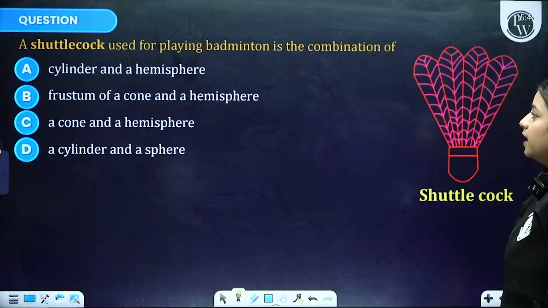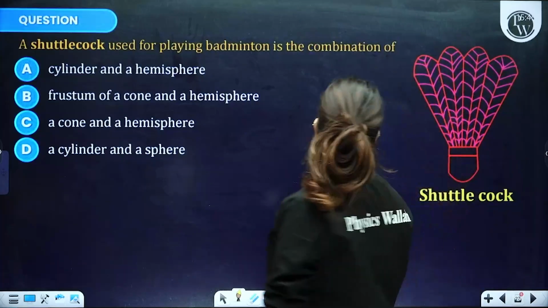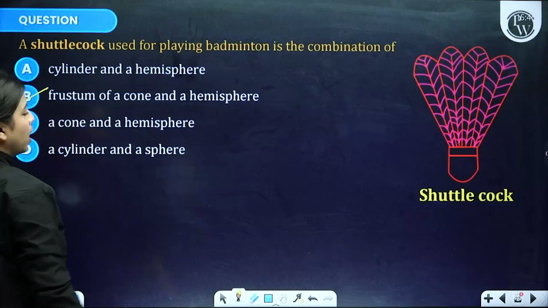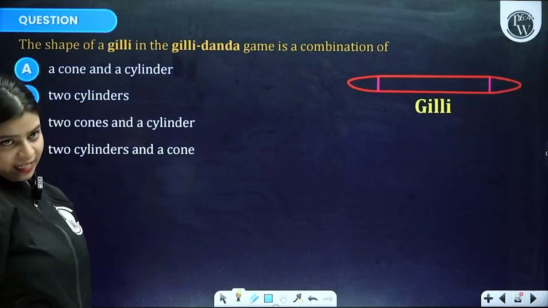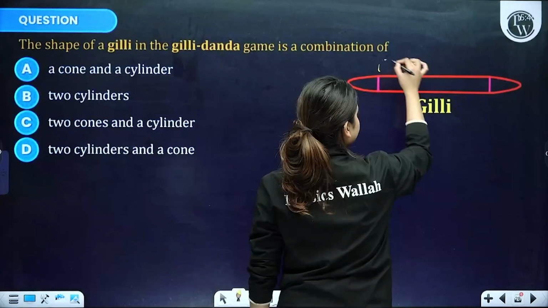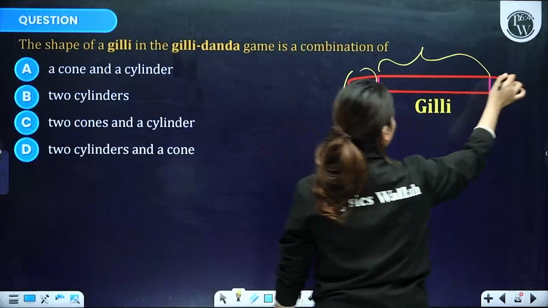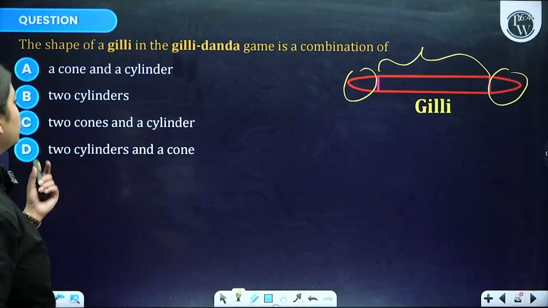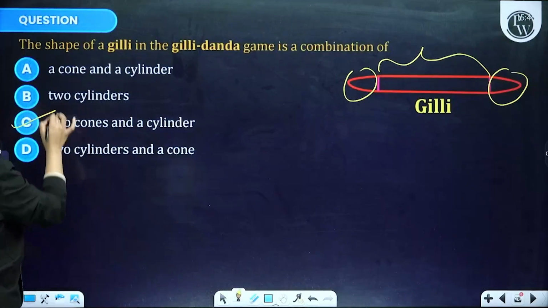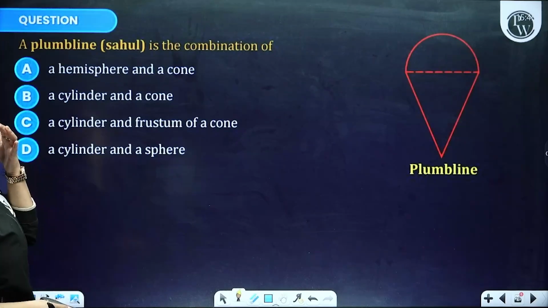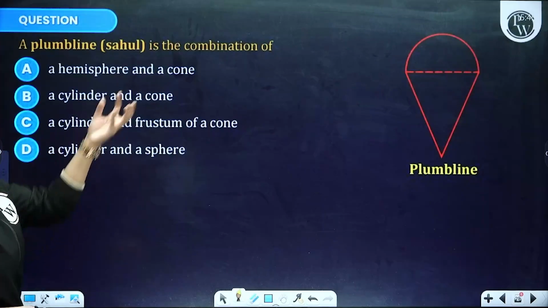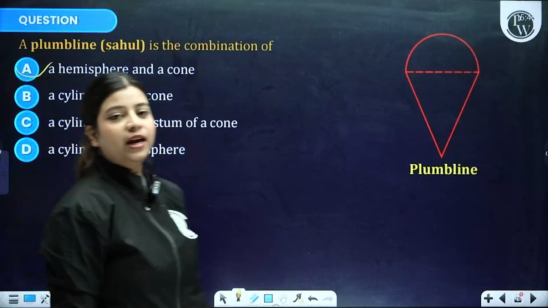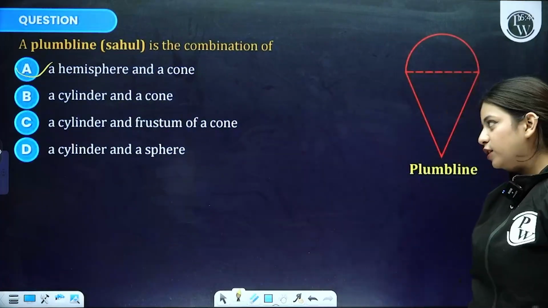The next is saying a shuttlecock. When we talk about a shuttlecock, people, a shuttlecock basically is a frustum and a hemisphere. So option number B. Next is a gilli. We can see that this center part is a cylinder, this is a cone, this is a cone. Gilli danda types, gilli, right? So basically, two cones and a cylinder will be the correct answer for the question. Next question, a plumb line. Sahul is a combination of, as you can see, a cone and a hemisphere. So a hemisphere and a cone, option number A, will be the correct answer for this question.